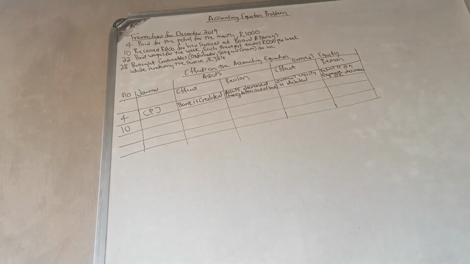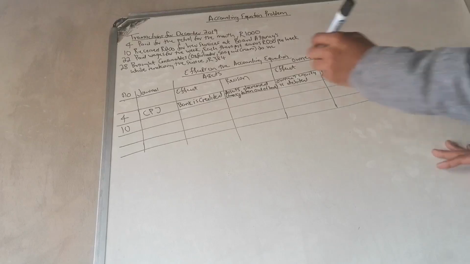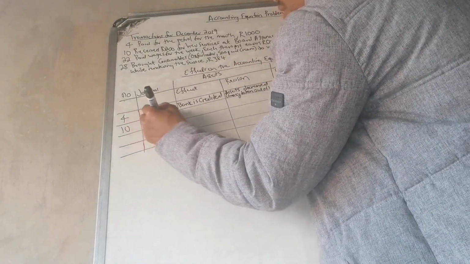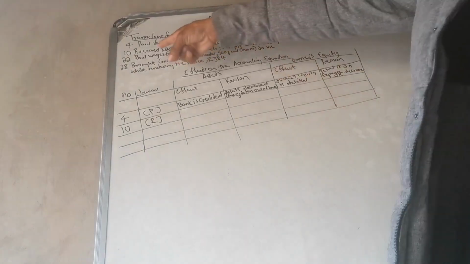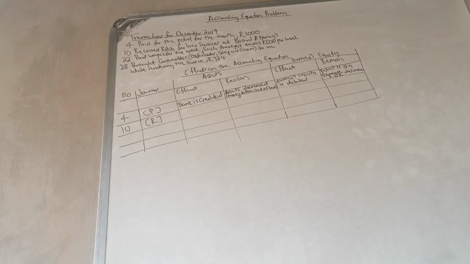The CRJ, because it is the cash receipts journal. So in our CRJ, cash receipts journal, we received what? Cash. It is straightforward.